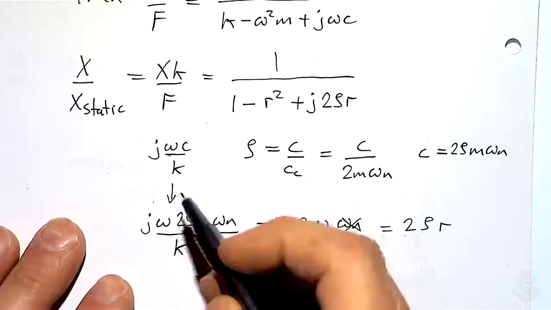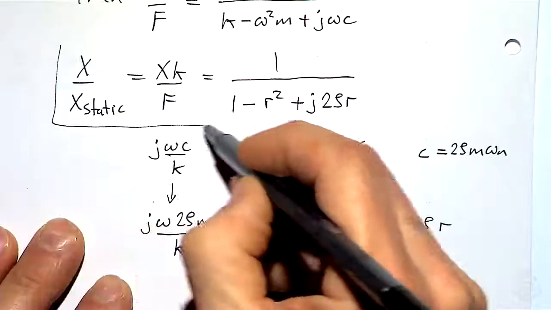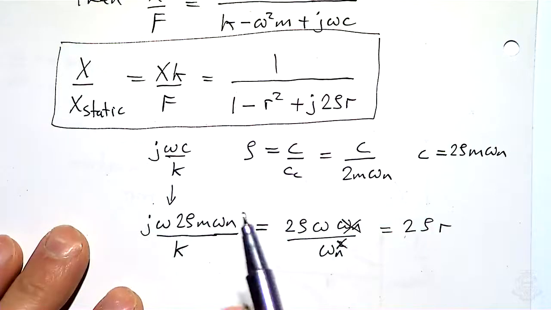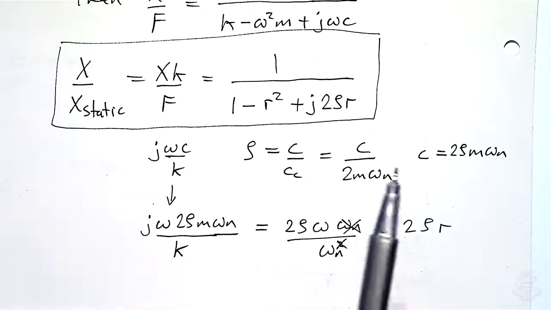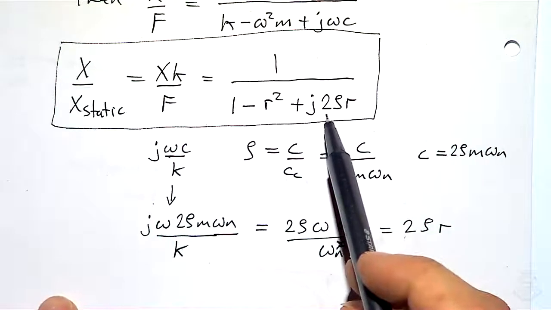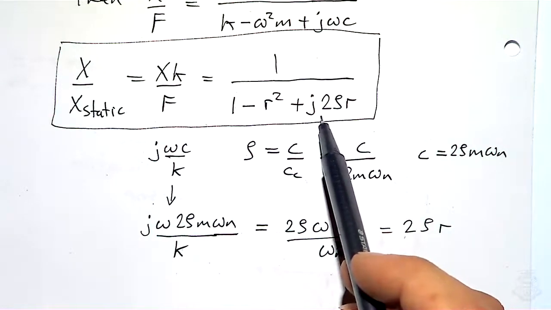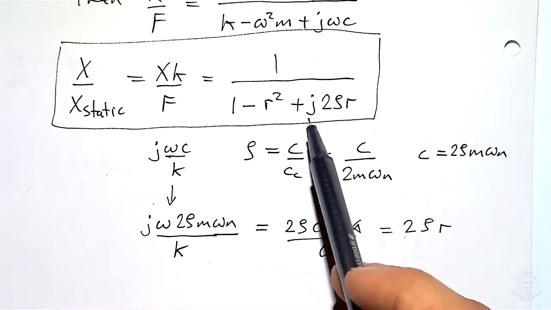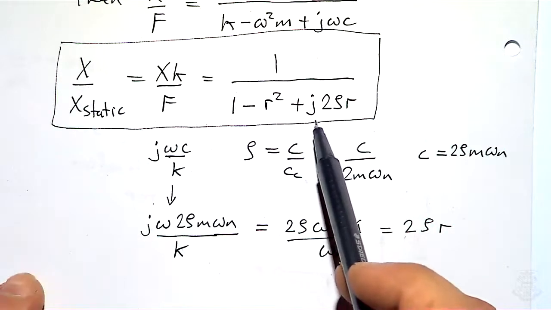So again, this equation here represents the magnification factor, but now it's got this complex part to it. People tend to not use this form. We tend to go to the magnitude and phase form, because it's got a complex part.